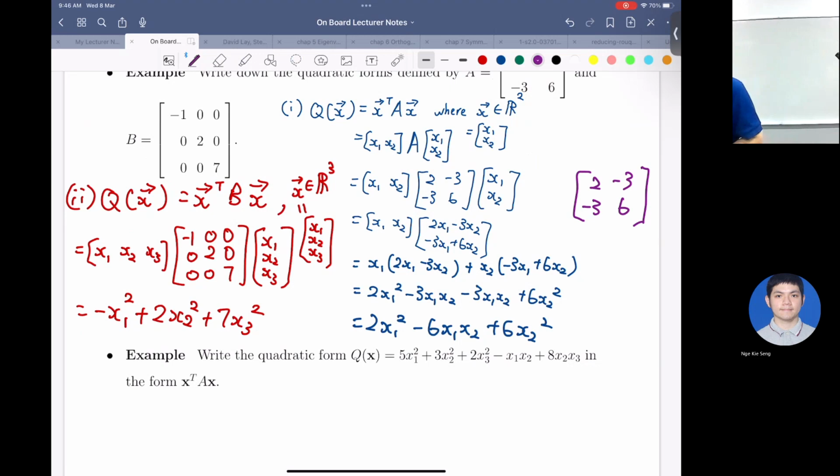If you label here x1, x2, x1, x2, the number inside the matrix will reflect the coefficient on the product of these xi. Everyone see it? So for example, this 2 here will reflect the coefficient for x1 times x1. And then 3 here will reflect the coefficient of x2 times x1. And then minus 3 here will reflect the coefficient of x2 times x1. And then 6 will reflect the coefficient of x2 times x2.